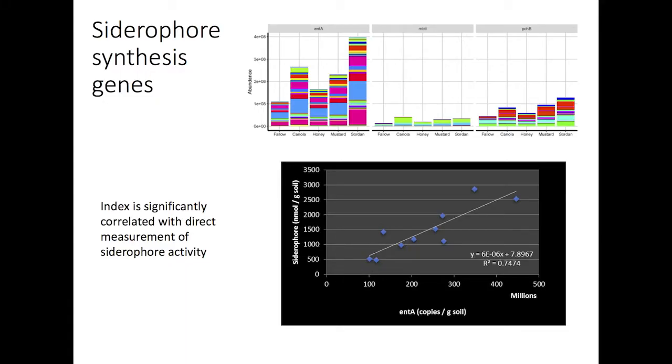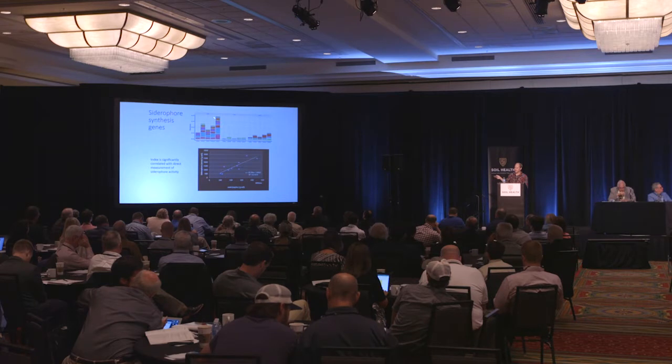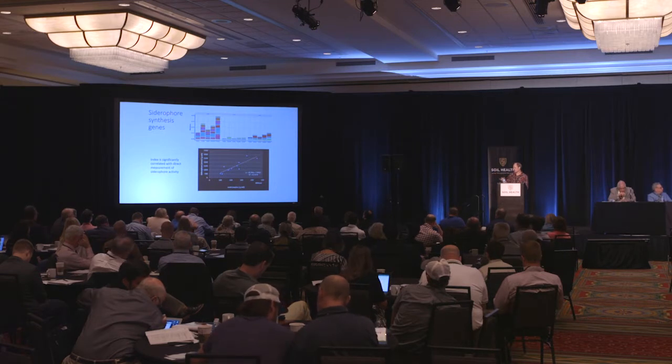I said part of the goal was to measure a soil and come up with an index and predict what its biological activity was. In this case, in the top graph, this is the percent of the community that has the siderophore activity. Here the fallow has the lowest amount, Sordan 79 the highest, and this is one of the 3 genes in that pathway, entA, but it's the most common of the 3.